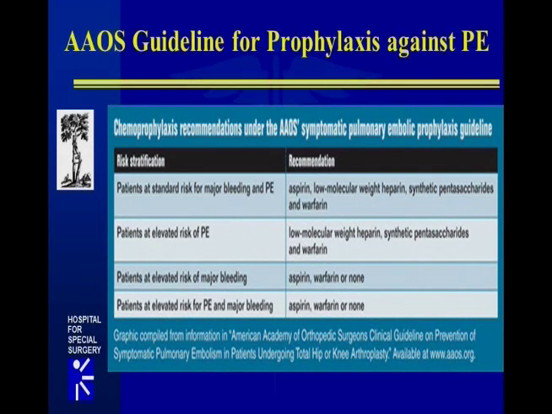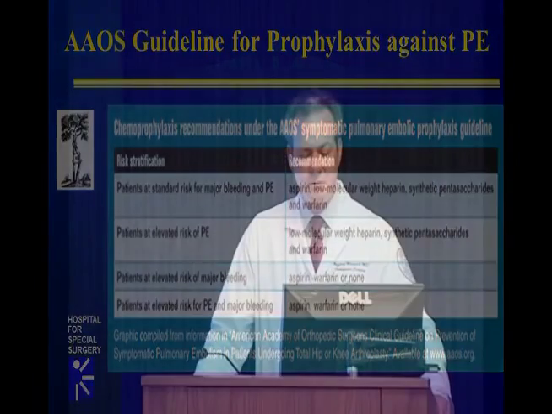Patients that were at elevated risk of major bleeding had aspirin, warfarin, or no prophylaxis, and there, in those particular cases, the more potent anticoagulants were eliminated. And then patients at elevated risk for pulmonary embolism and major bleeding had aspirin, warfarin, or nothing. And again, potent anticoagulation was ignored.